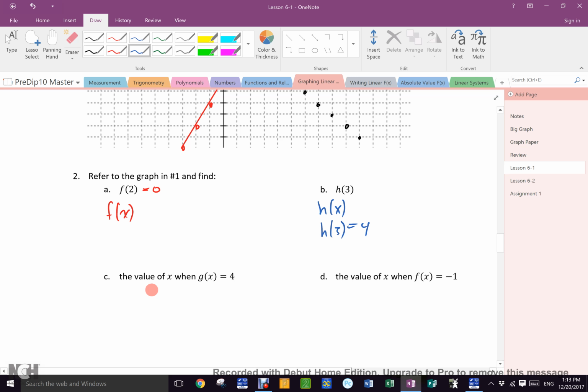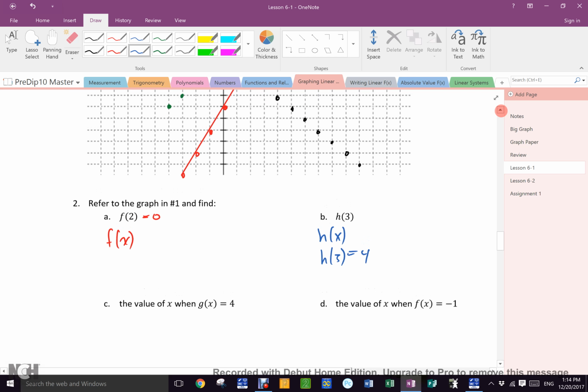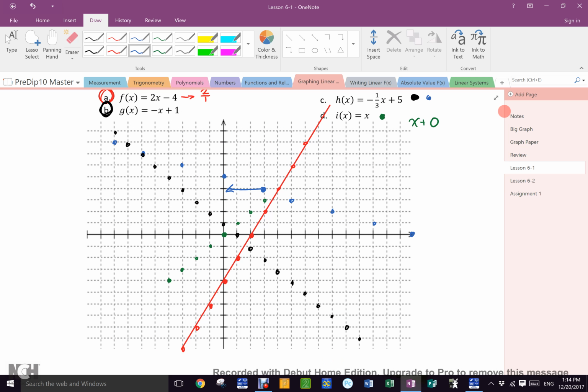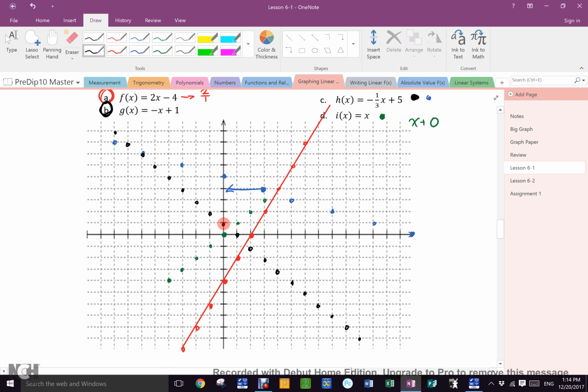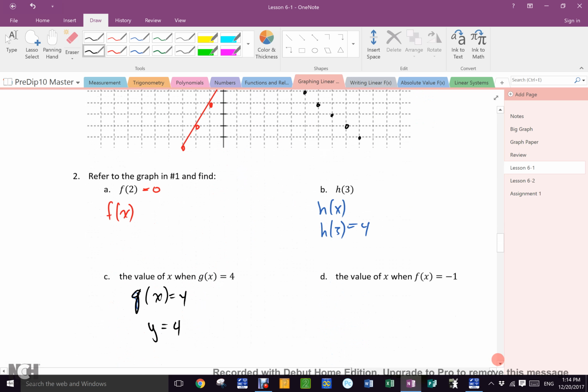Uh-oh. What changes in C? You're given a y value. I'm given a y value for the g function, which I believe I did in black. Did I not? I think so. Or was g the last one? No, green was the last one. Yeah, black one was g. So I know that I need g of x equals 4. So I got to go in the y value to 4 on the black line. 1, 2, 3, 4. Then I go out there and I need the x value, which is what? Negative 3. X equals negative 3.